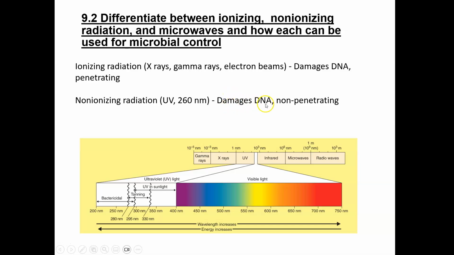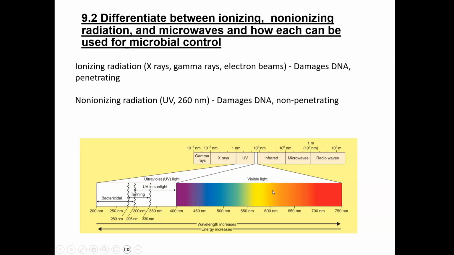It damages DNA. Remember, sunlight can cause cancer. Why does sunlight cause cancer? Because it damages the DNA in our skin. But it doesn't cause liver cancer. It doesn't cause lung cancer, because UV light, having this relatively low energy, doesn't penetrate.